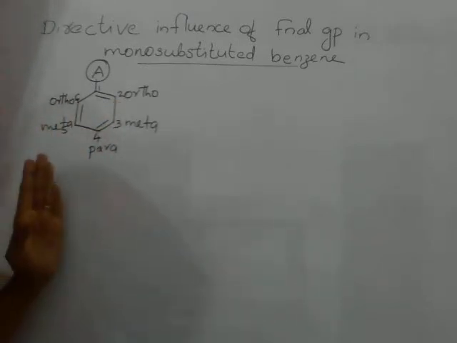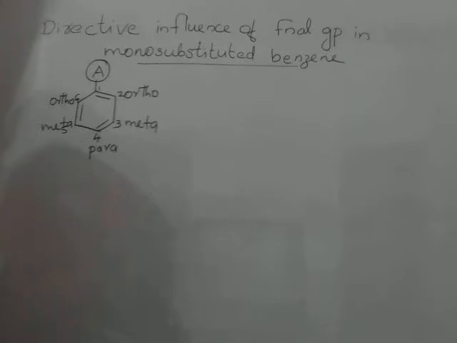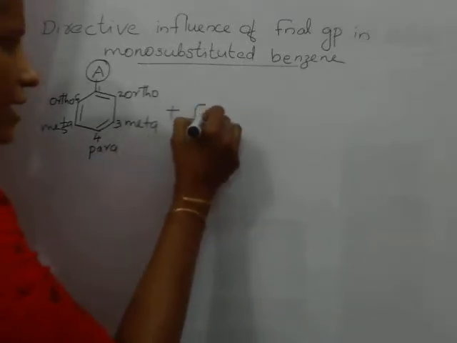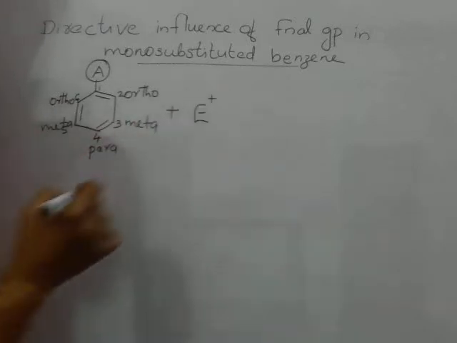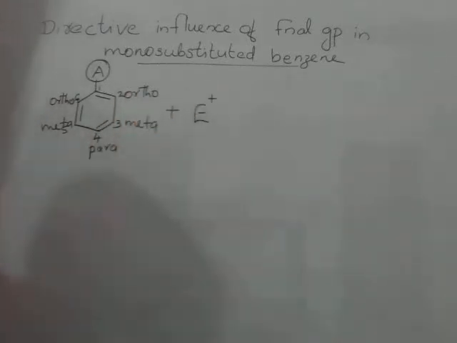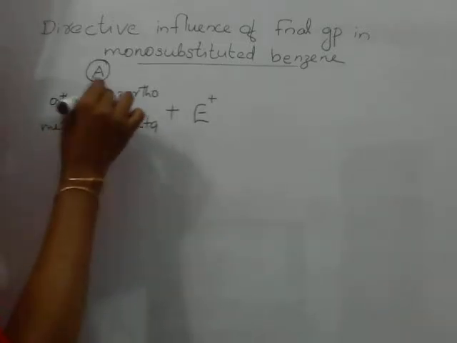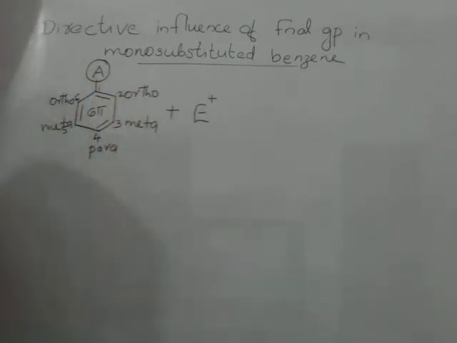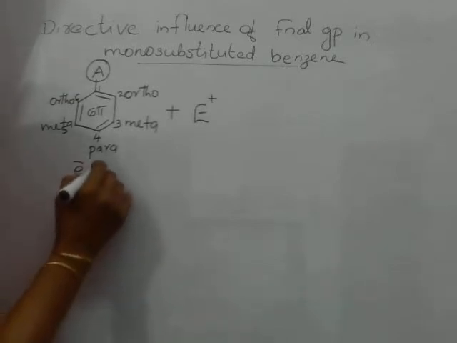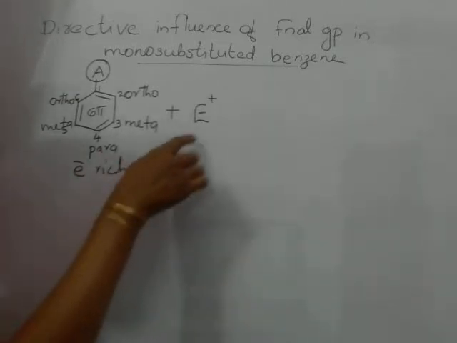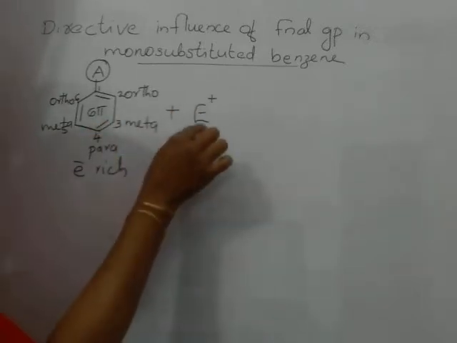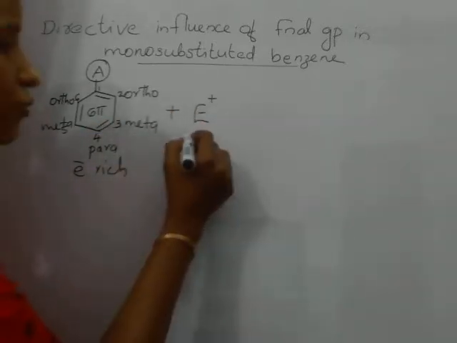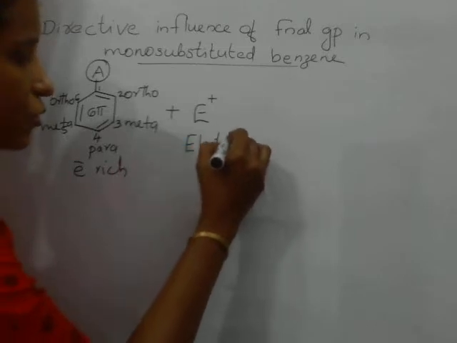If this monosubstituted benzene undergoes further substitution reaction, for example, an electrophilic substitution reaction, it means an electrophile attacks. We know electrophiles are positively charged. Benzene ring is electron rich because it contains 3 pi bonds, so total 6 pi electrons. It can be readily attacked by electron deficient species or electron seeking species, which are called electrophiles. So E plus is an electrophile.